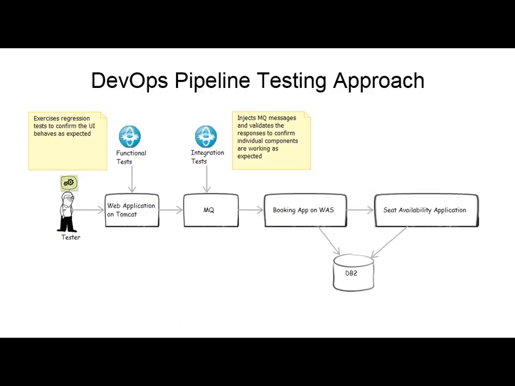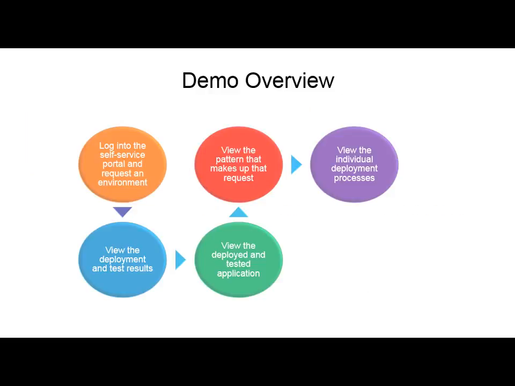For the testing, we're going to actually inject integration tests into the MQ layer to make sure the backend services and database are correctly working. We could also run functional tests against the UI to test the end-to-end behavior is as we expected. So, as a quick summary of what I'm going to show you, you're going to log into a self-service portal and request a new environment, and then when it completes, about 20 minutes later, you will view the application and confirm the test results. And then finally, I'm going to briefly explain how it was all achieved.